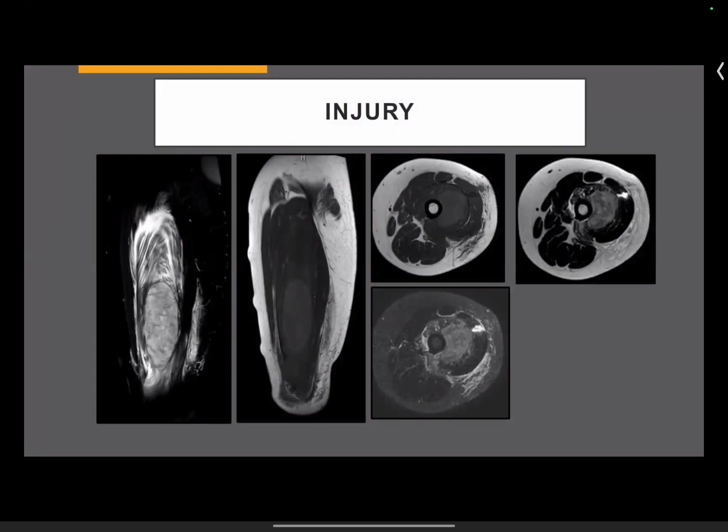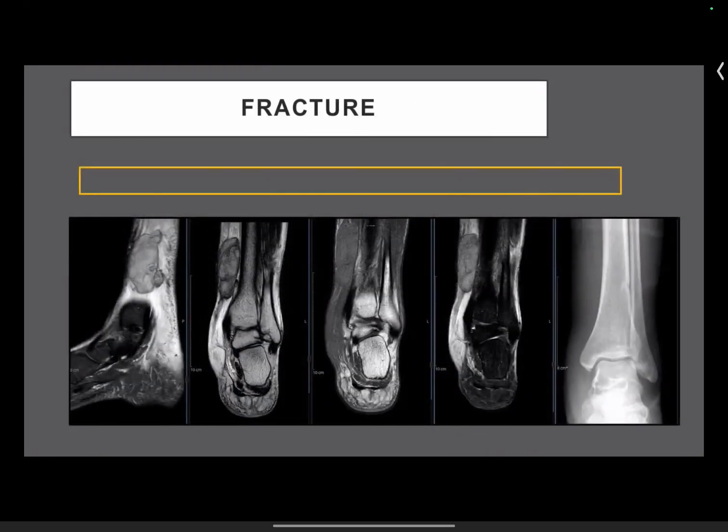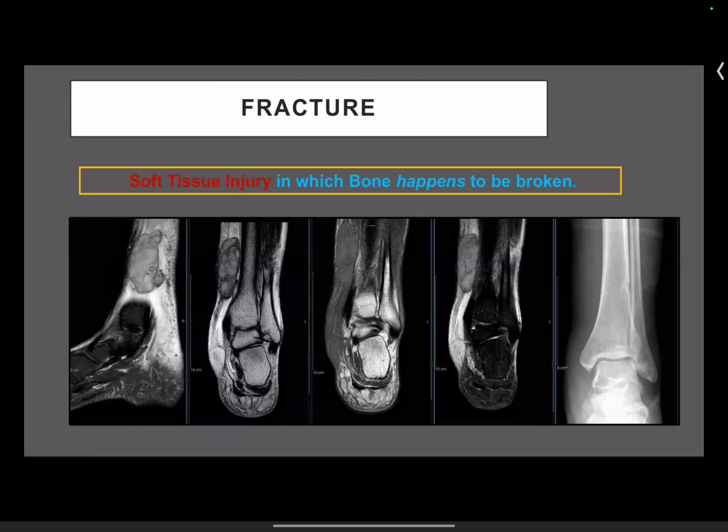Regarding injury, I'm just showing you a few more cases. This is a horse rider. She was kicked. You can see there is a muscle tear, a big hematoma there. Another patient, you can see a little bit of cortical break there with a big soft tissue hematoma. That's what a fracture is: a soft tissue injury in which a bone happens to be broken. So always look at the soft tissues. Sometimes the soft tissue injury is much more than the bone injury.